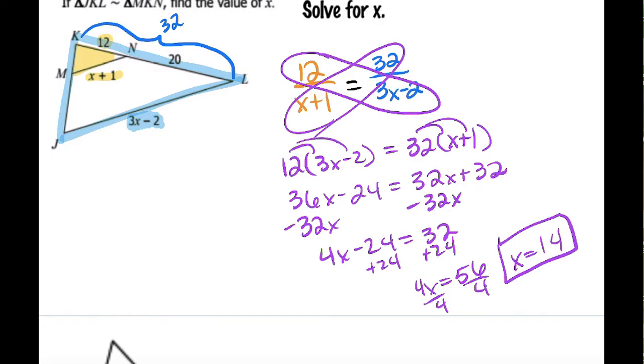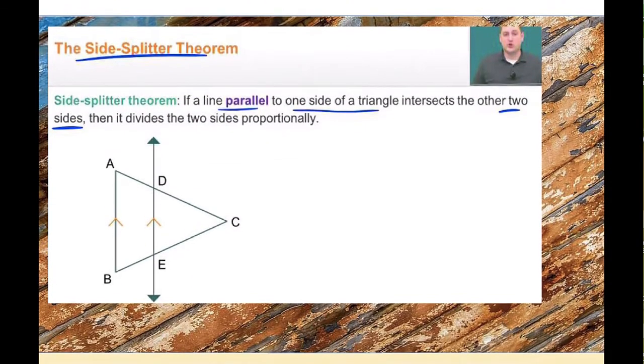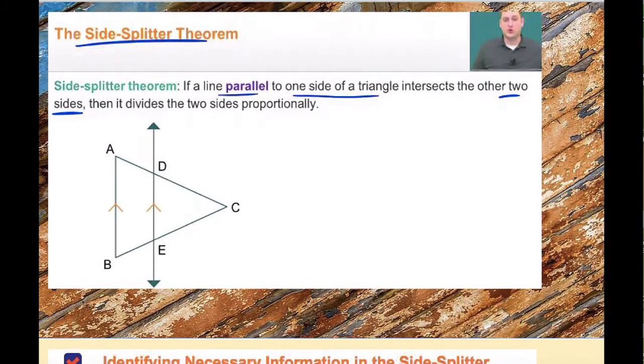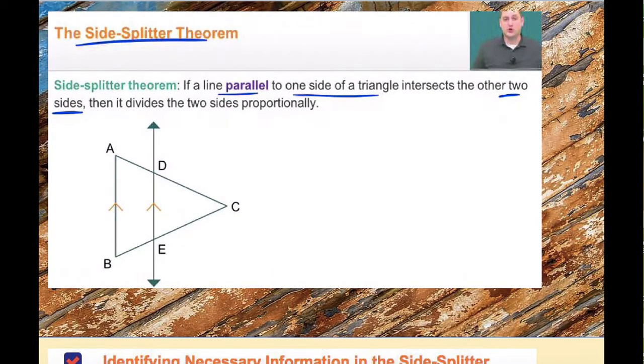So I'm going to show you one of those now. So here is the rule I was talking about. Edgenuity calls it the side splitter theorem. In our face-to-face class, we call it the triangle proportionality theorem. I don't know who's right with what name, but side splitter is a very weird name.